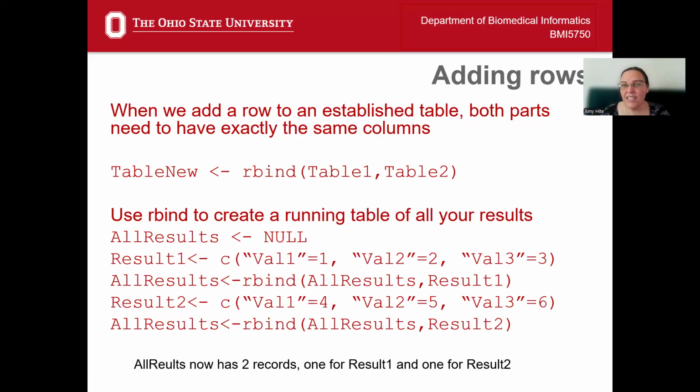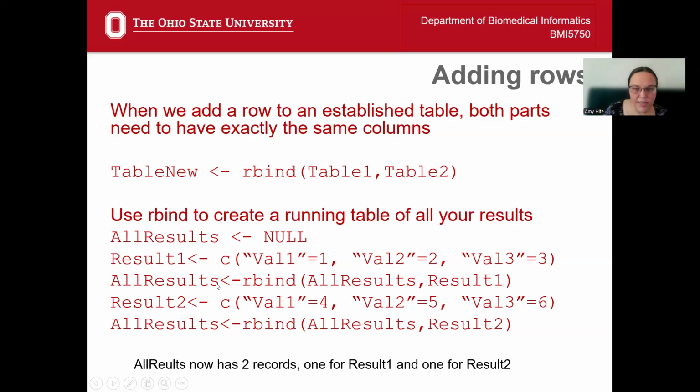Adding rows is a little bit easier than adding columns. If we have table 1 and table 2, they have exactly the same column names. R will check. Then you can just rbind, or row bind, one table to the other and save it as a new table. You could even save it and write over table 1 if you wanted to.